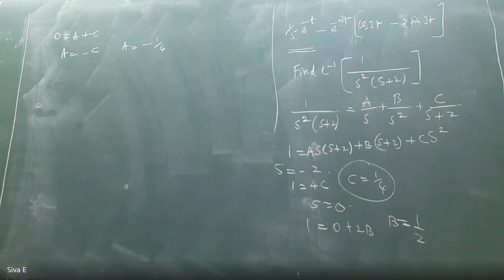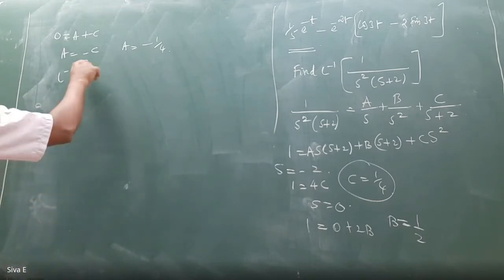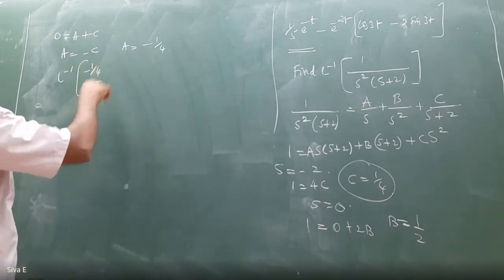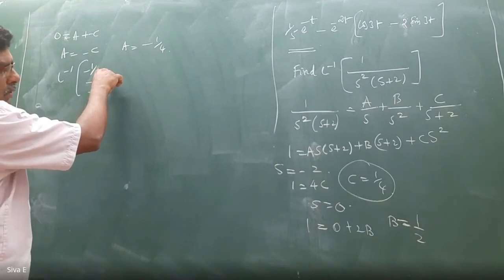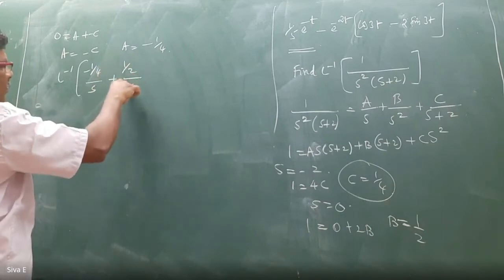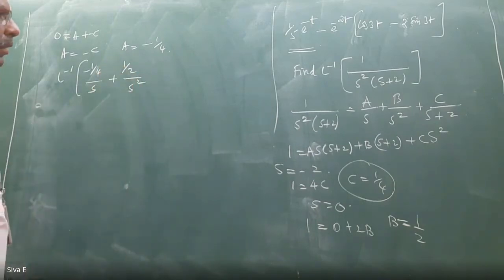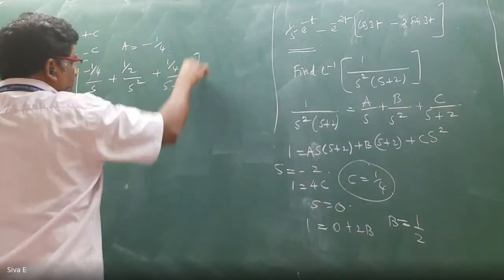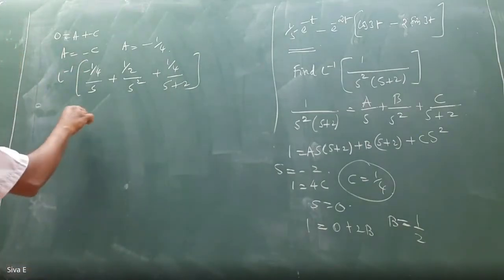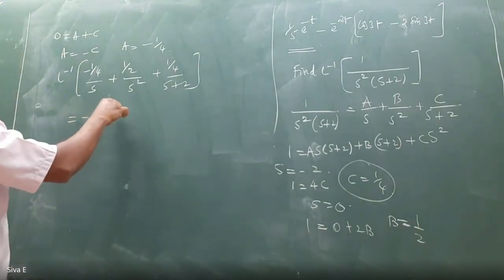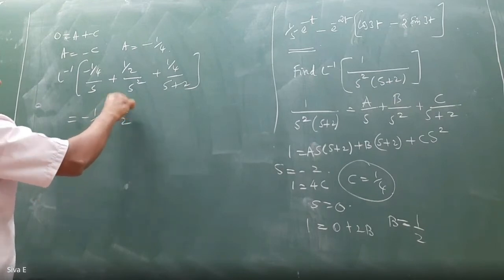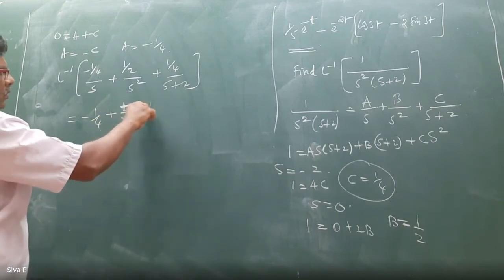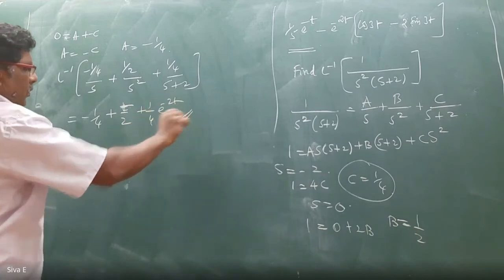Therefore, that L inverse becomes L inverse of minus 1 by 4s plus b, B is 1 by 2, plus 1 by 2 s square plus c by s plus 2, plus 1 by 4 s plus 2. So that is equal to minus 1 by 4 plus t by 2 plus 1 by 4 e power minus 2t.